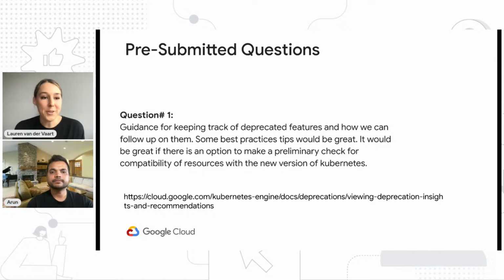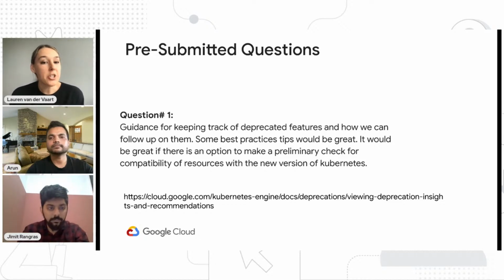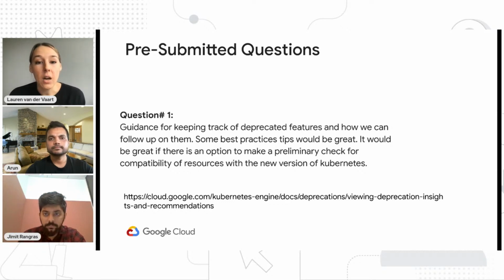So one of the first questions that we got was, and I'm going to add Gmit to help us answer as well, guidance for keeping track of deprecated features and how we can follow up on them. Some best practices or tips would be great. And if there's an option to make a preliminary check for compatibility of resources with the new version of Kubernetes.